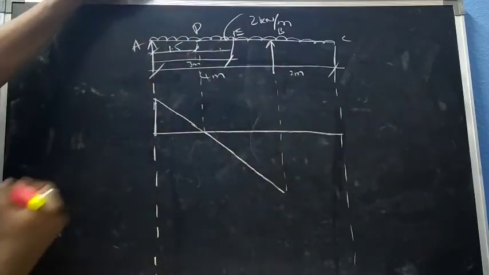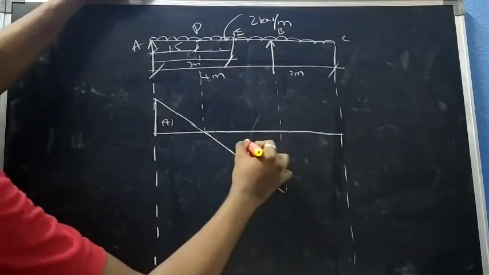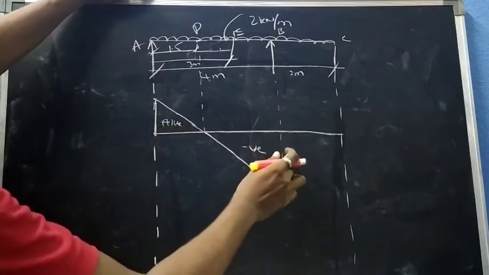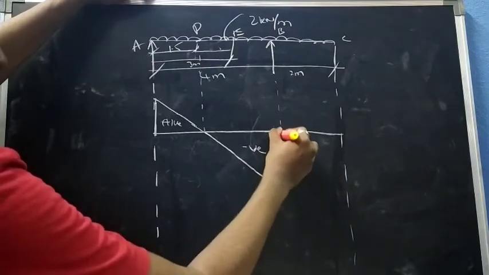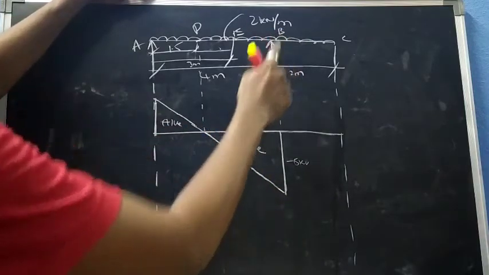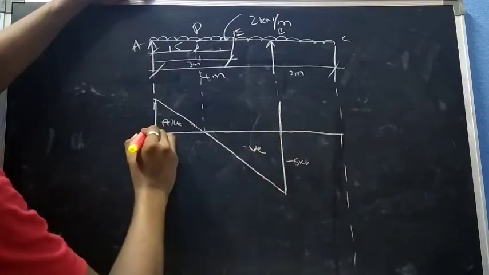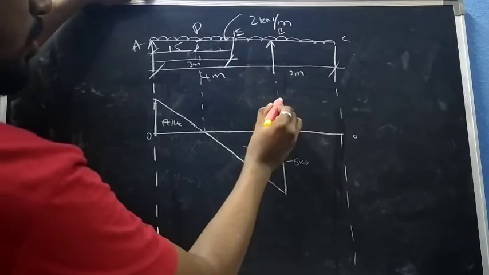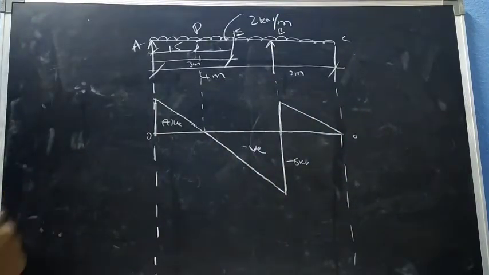So this will be positive, then it will be negative because the shear force at B will be minus 5 kilonewton. So this is minus 5 kilonewton. Then we got B1 and B2. B2 will be 4. That means from the baseline, from 0, it will have to raise till 4, and it is 0 at C and it will join the baseline at C, right?